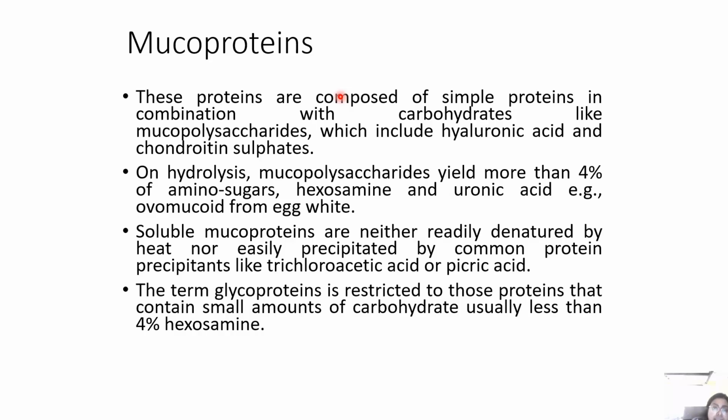Soluble mucoproteins are neither readily denatured by heat nor easily precipitated by common protein precipitants like trichloroacetic acid or picric acid. The term glycoproteins is restricted to those proteins that contain small amounts of carbohydrate, usually less than 4% hexosamine.